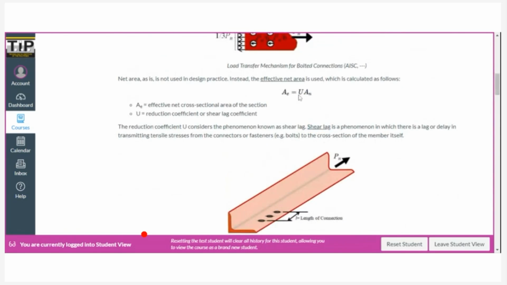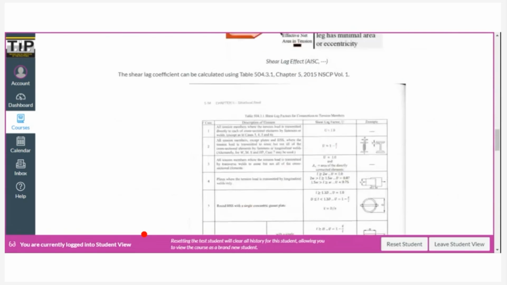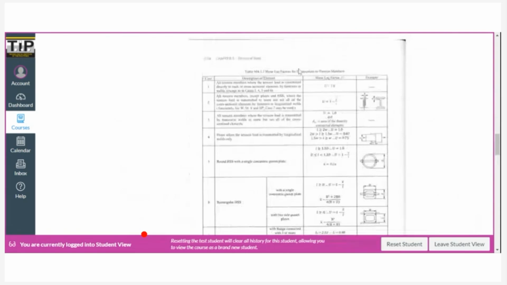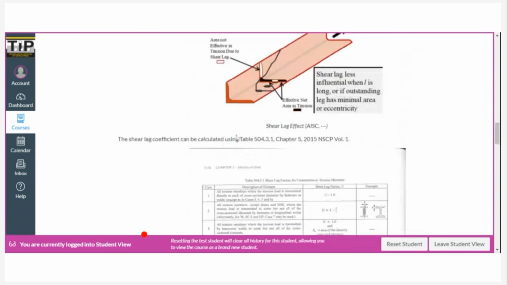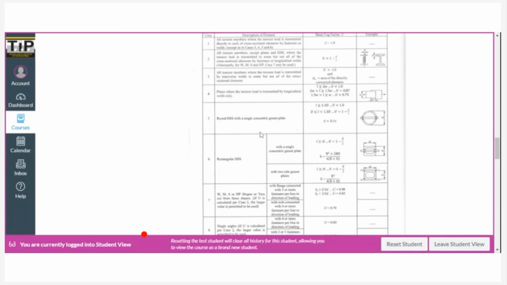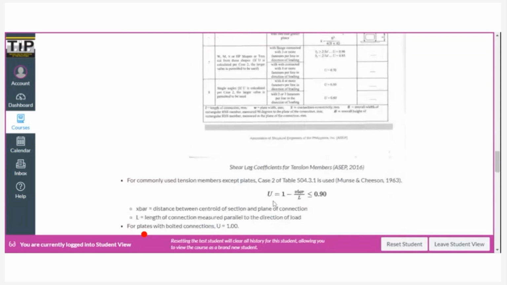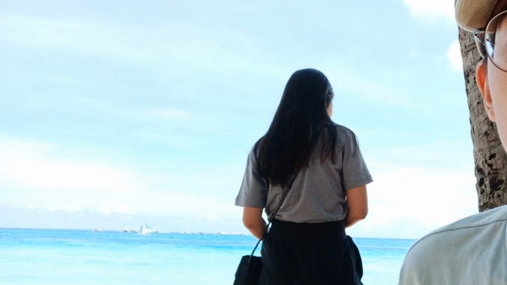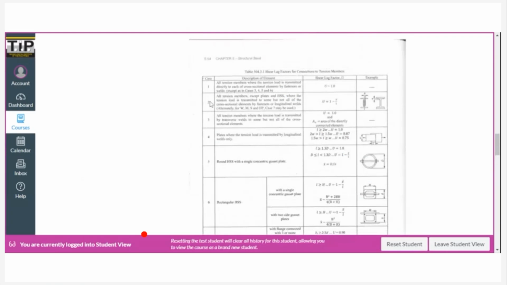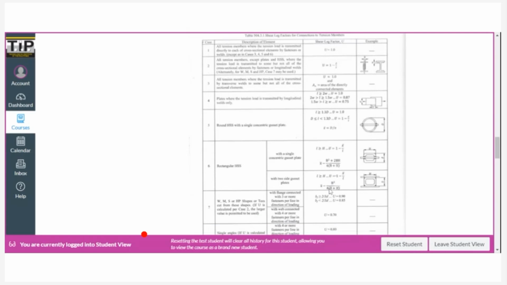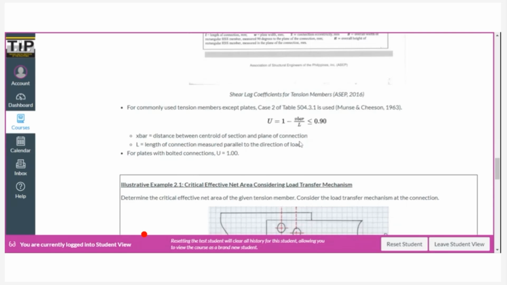It is in NSCP, more specifically in table 504.3.1. So you may check this out. I just included a screenshot of this particular page. So it depends on what type of member you have and how they are connected. So for commonly used tension members, we usually use case 2.